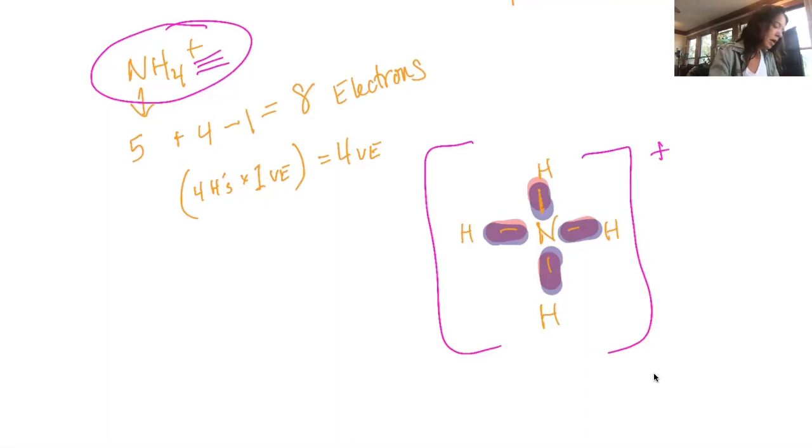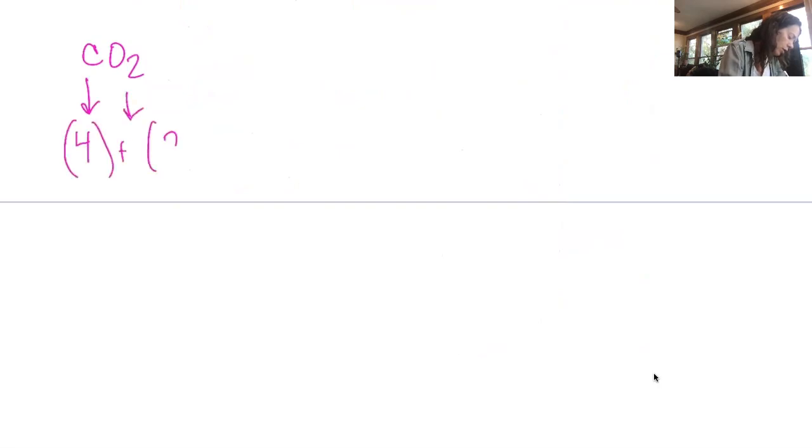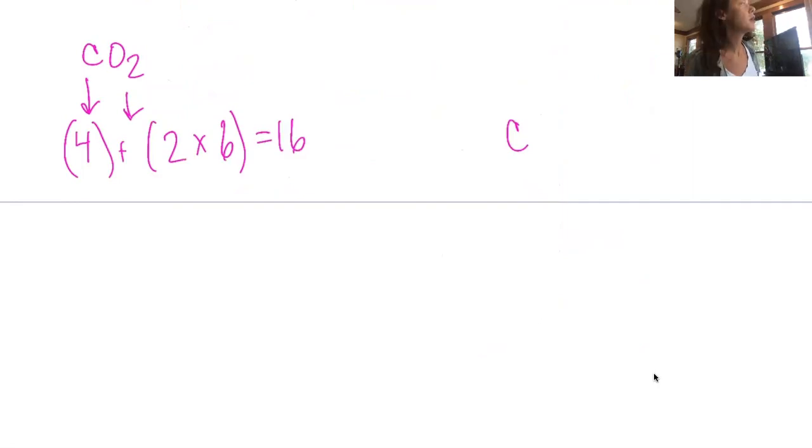Okay, let's do something like CO2. Carbon has 4, plus 2 oxygens, each donates 6. That's 12 plus 4 equals 16. Let's put carbon in the middle. We already said carbon loves to be in the center. Let's put oxygen as far apart as we can. Let's connect the dots. 2, 4.